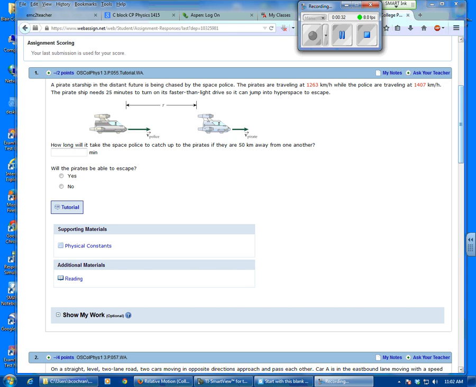How many different frames of reference are there here? Any guesses? I'll give you a hint. Less than 10. How many do you think? 3. Yeah, there's 3, because there's 3 things that are moving at different velocities. There's the space itself, there's the police, and there's the pirate. And we can look at this from any of those 3 frames of reference. We just need to pick which one we are, because all of those velocities are going to be different based on the frame of reference.